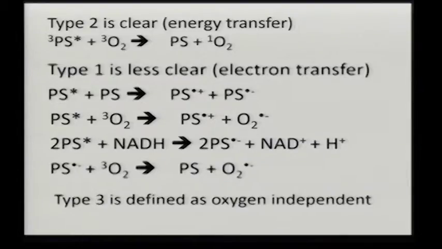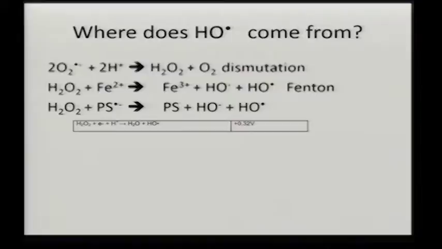Superoxide is definitely formed, that's clear, but hydroxyl radicals are what does the killing. Where do the hydroxyl radicals come from? A lot of people talk about Fenton chemistry. Fenton chemistry needs free ferrous iron to react with hydrogen peroxide. But if you look at this, it's a simple one electron transfer from the radical anion to hydrogen peroxide to give you hydroxyl radicals. And if you look at the redox potentials, this is very low. So this is a dead easy electron transfer reaction.